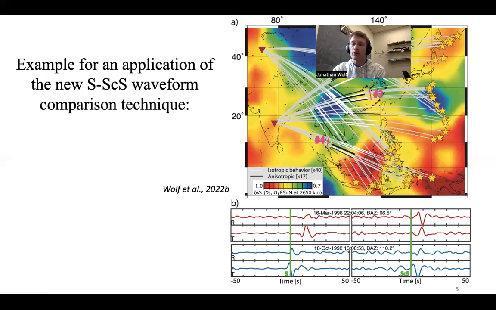And panel A shows that the lowermost mantle beneath East Asia is largely isotropic or weakly anisotropic. The red waveforms here in panel B are an example for waveforms that indicate the presence of lowermost mantle anisotropy, and the blue waveforms are an example for waveforms that indicate the absence of lowermost mantle anisotropy.